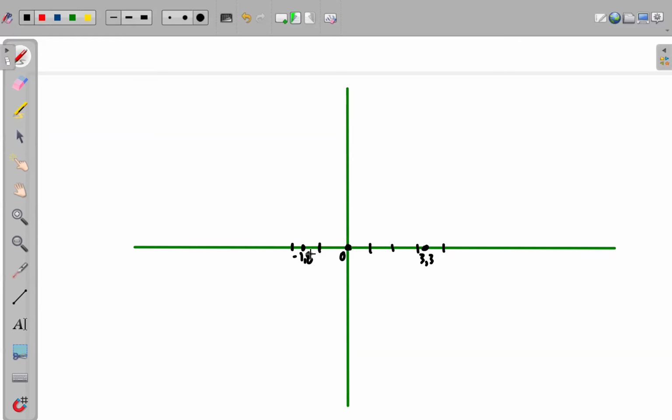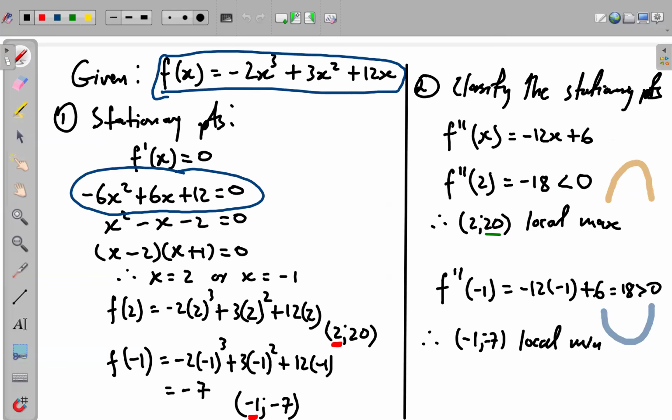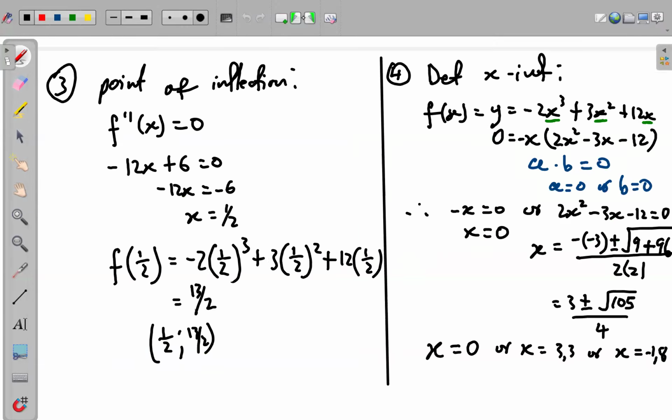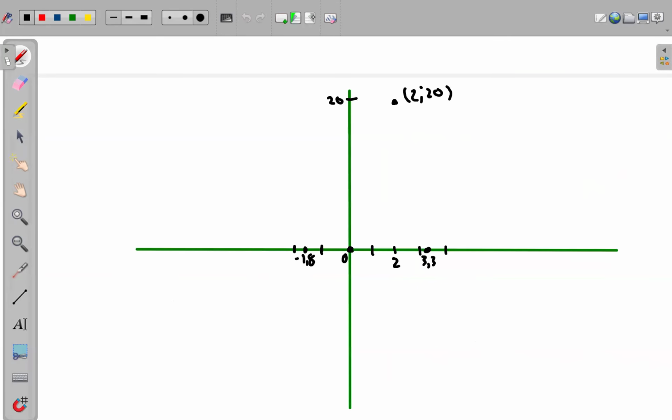What we need to pay attention to right now is the local max and the local min. We know the local max is at 2 and 20, so this is where the 2 is. So somewhere there, let's roughly say that's a 20. So that's somewhere there, I've got my local max. Then my local min, we said, is going to be at negative 1 and negative 7. So here's a negative 1. So somewhere here, negative 1 and negative 7, I've got my local minimum.